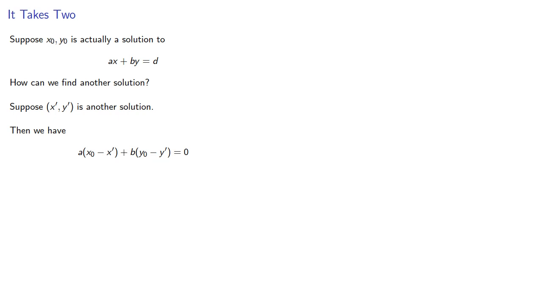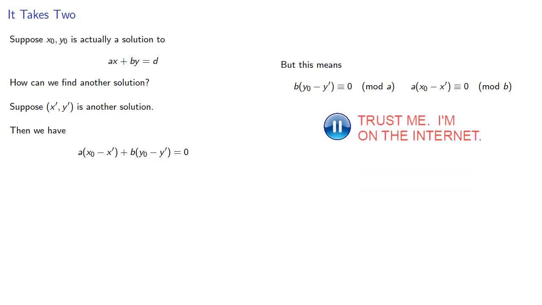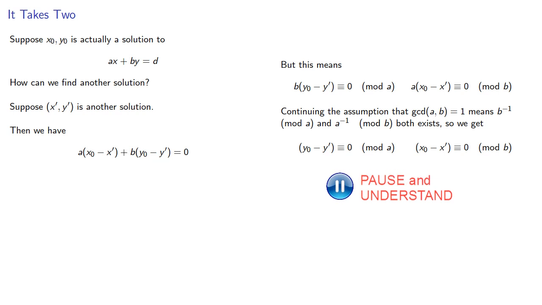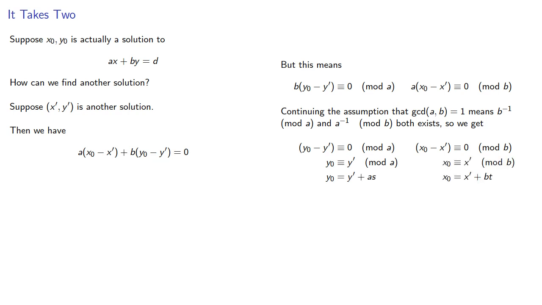but this means that if we take this equation mod a and mod b, we get, and continuing our assumption that the greatest common divisor of a and b is 1 means that b inverse mod a and a inverse mod b both exist, and so we can remove those factors and we get, and so that tells us that y naught is y prime plus some multiple of a, and x naught is x prime plus some multiple of b.